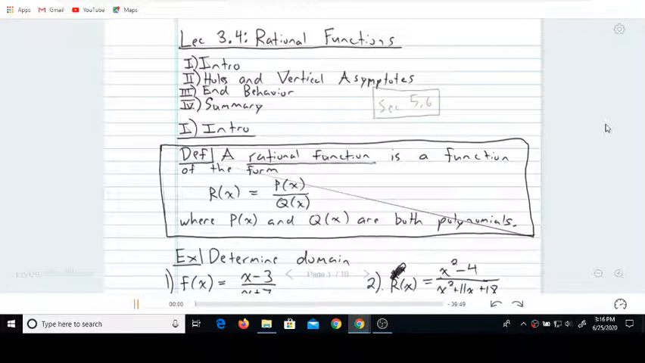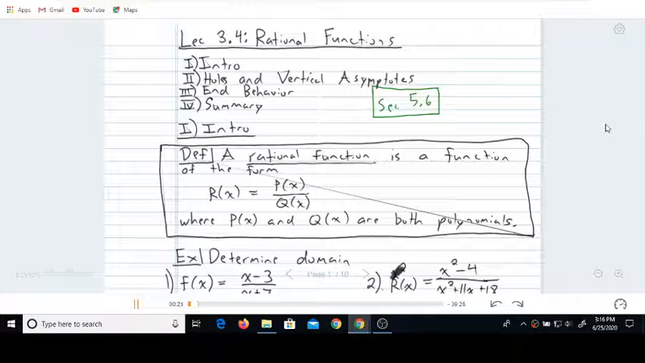Alright, here we have lecture 3.4, which corresponds with section, I believe, 5.6 from the textbook. This is probably one of my favorite sections in all of college algebra, and that is rational functions. A very fascinating topic, particularly when we start studying limits in calculus. But before we get that far, we have to ask, what is a rational function?